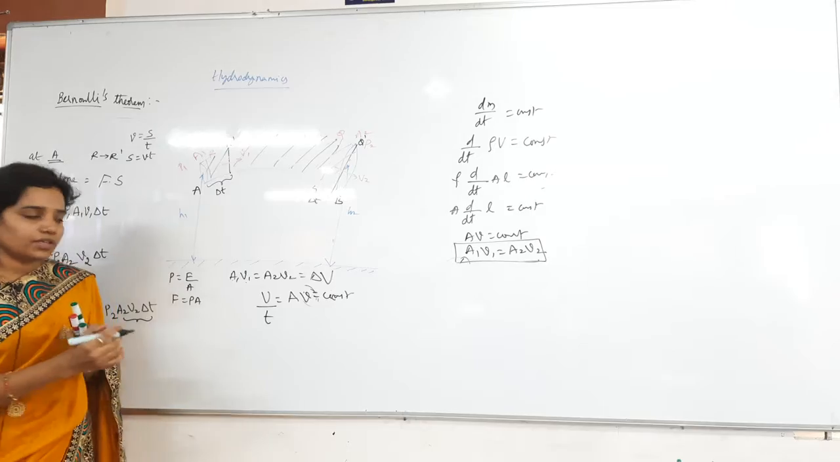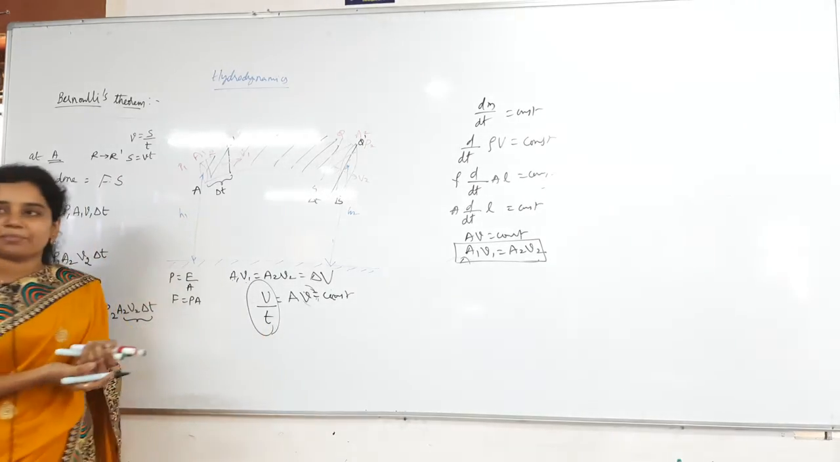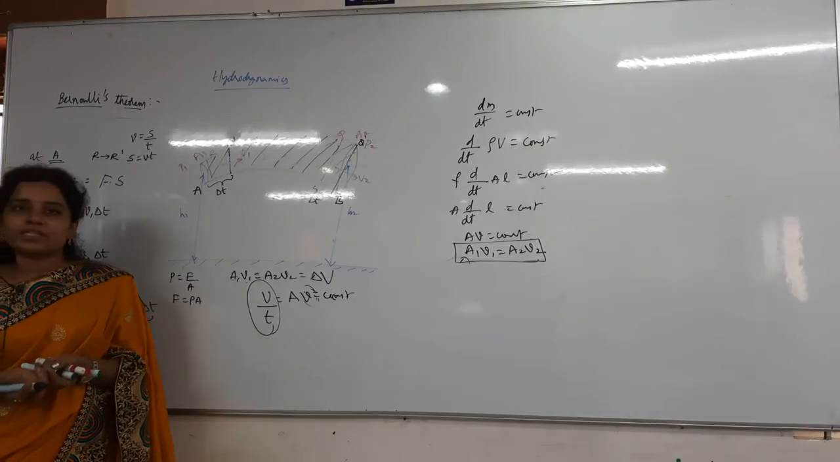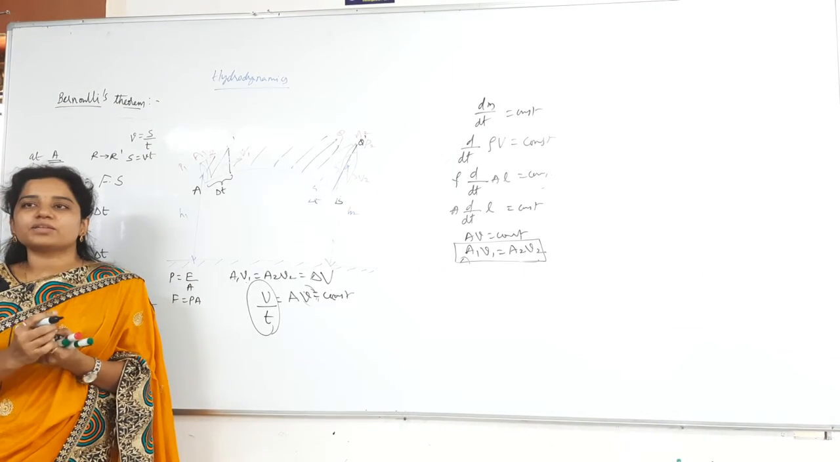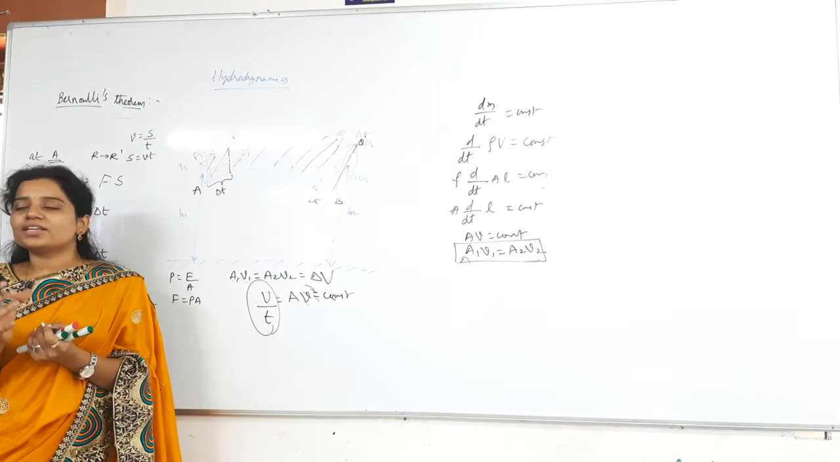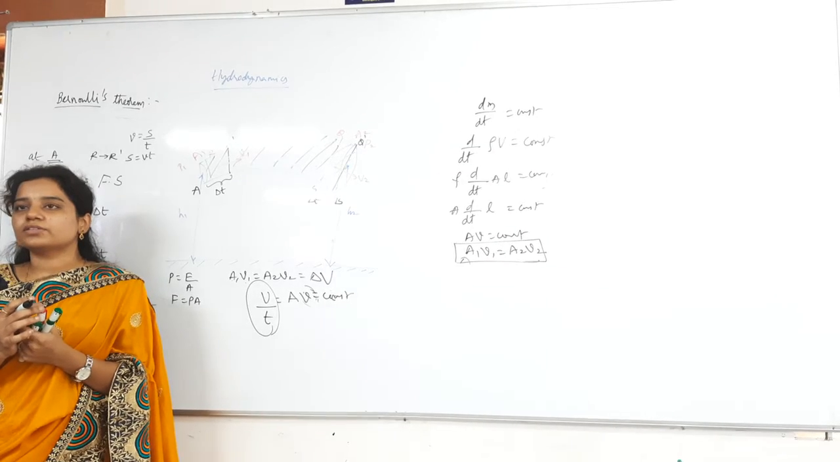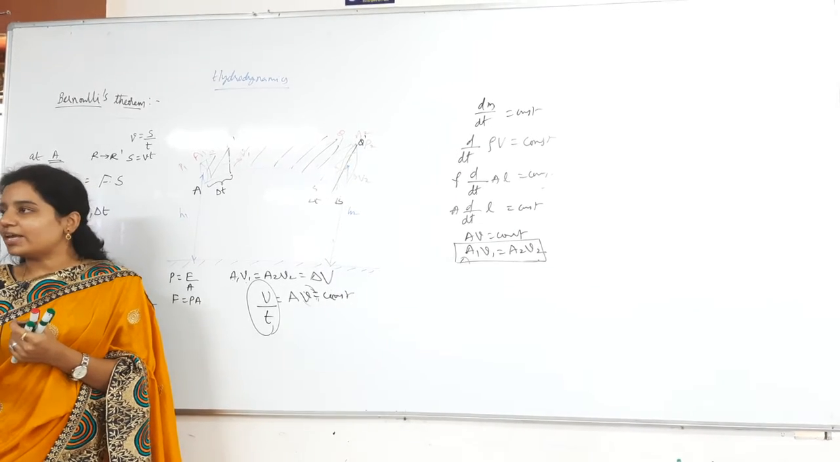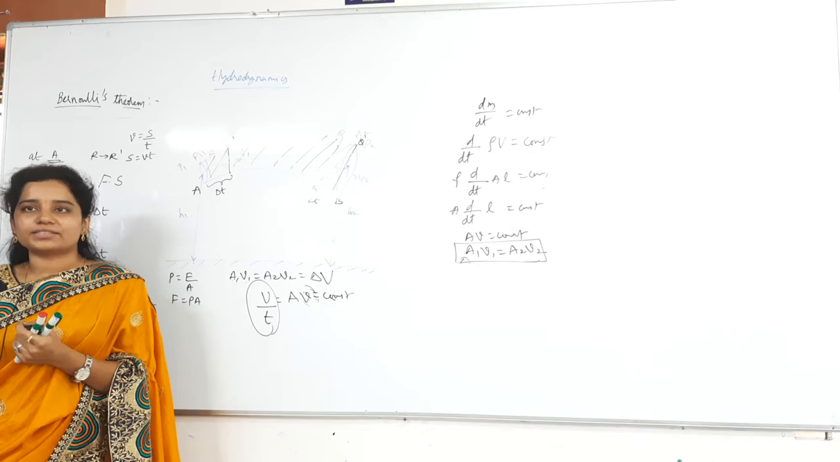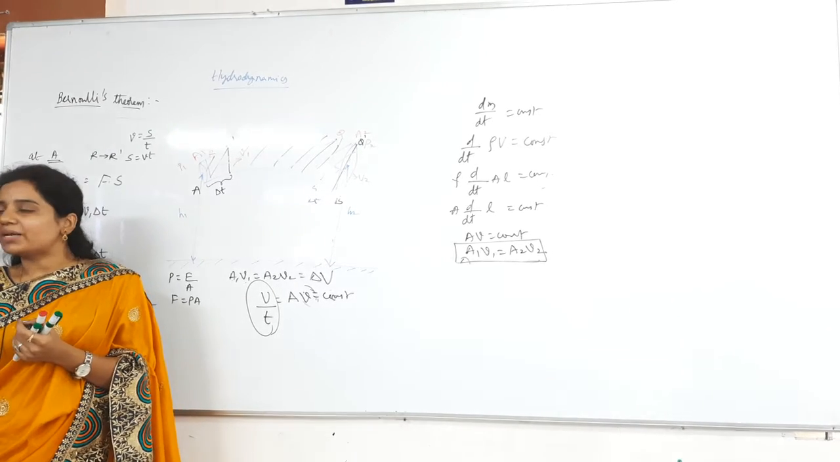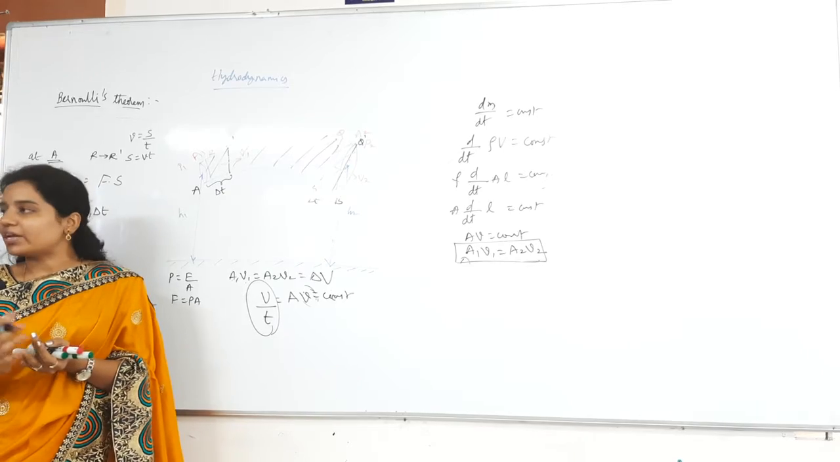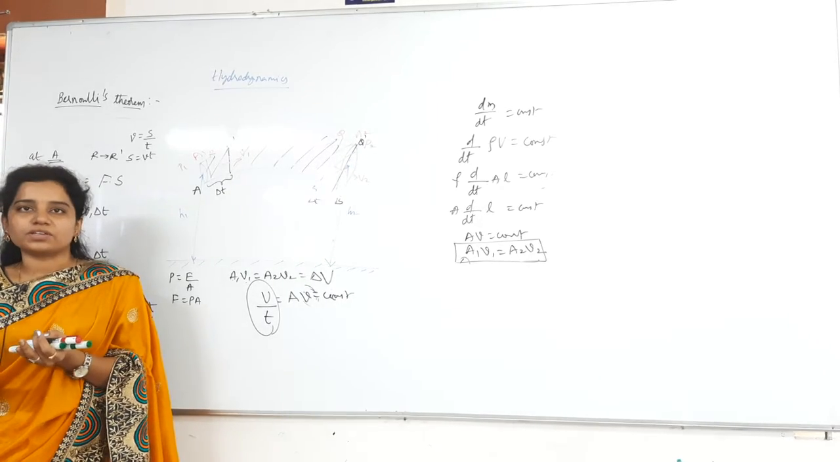Constant only. The amount of water, nothing but dm by dt, otherwise volume per second. That is what we call the flux of the fluid flow. What is flux generally in electrostatics? The number of electric lines, otherwise the number of magnetic field lines. Here also, the amount of fluid flowing per second is known as the flux. So here we call it the fluid flux.